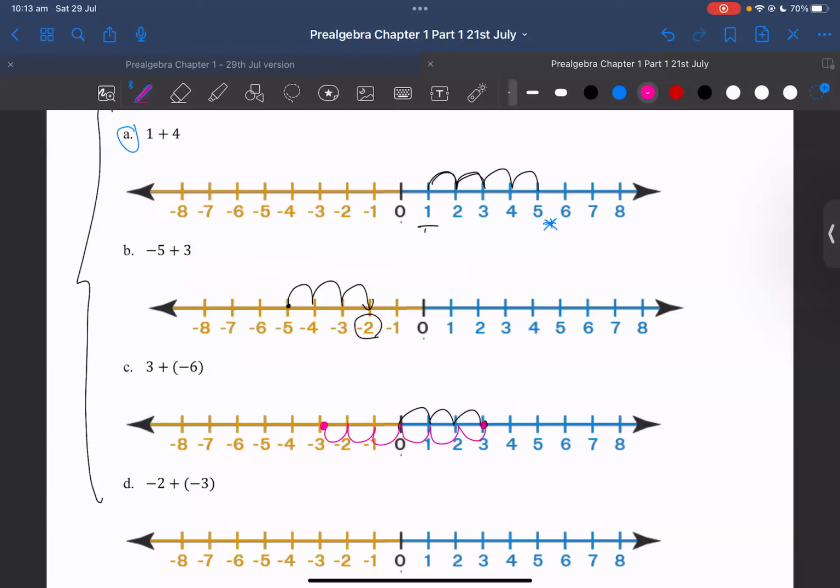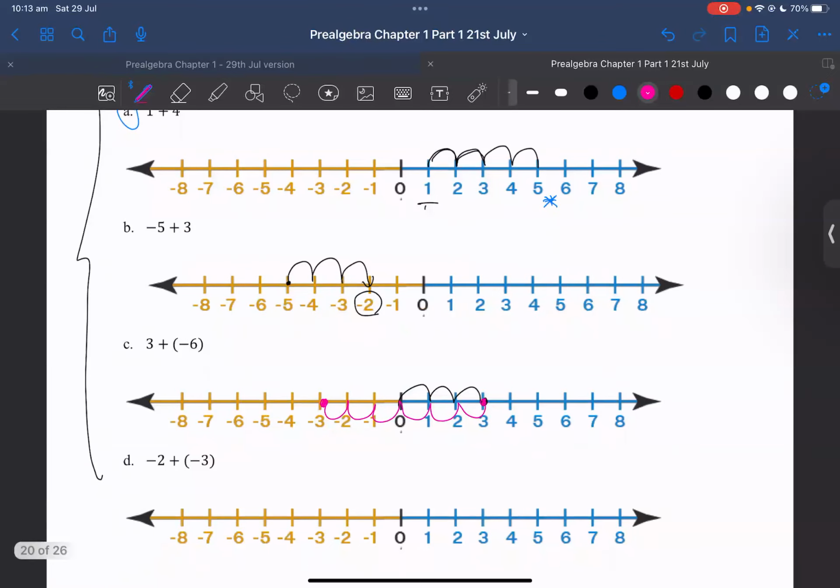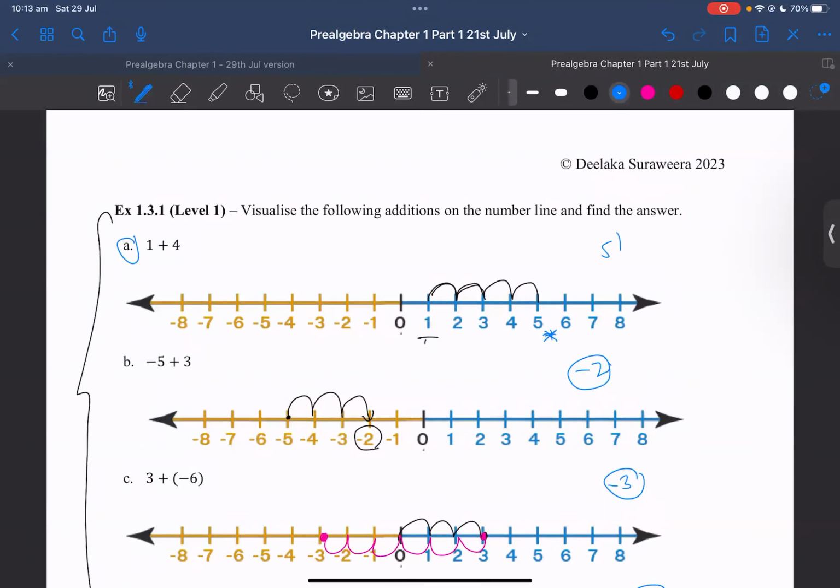And a similar thing with D. You start at -2. And then which way do you hop now? Left, right? Because you're adding -3. Yeah. And then you go 1, 2, 3. End up with -5. So the answer is -5 here, -3 here, -2 here, and 5 here.